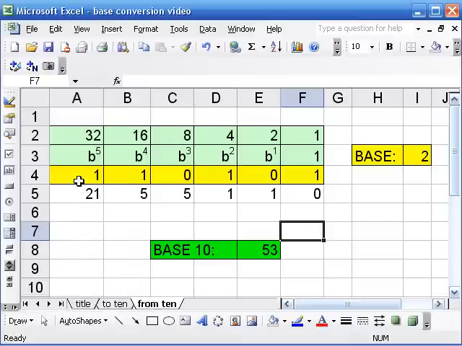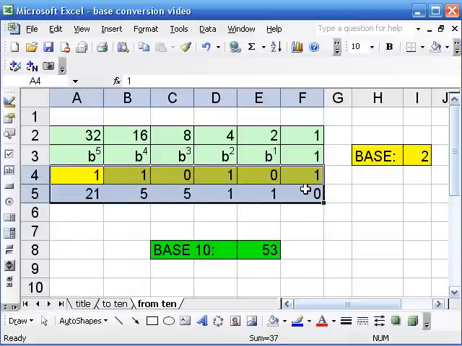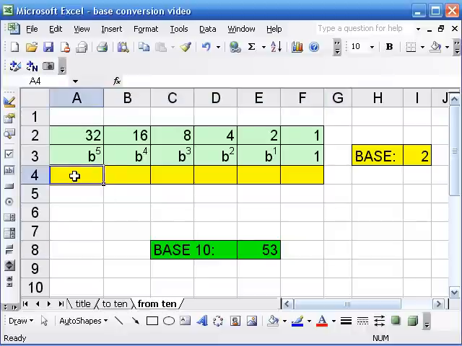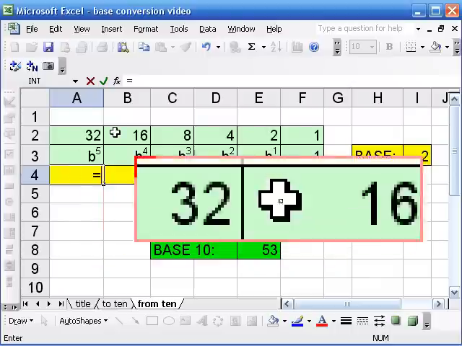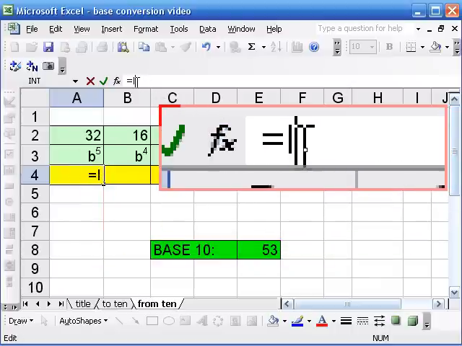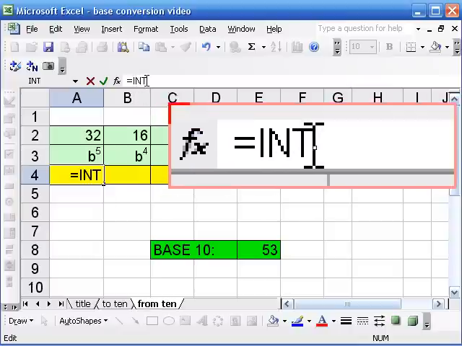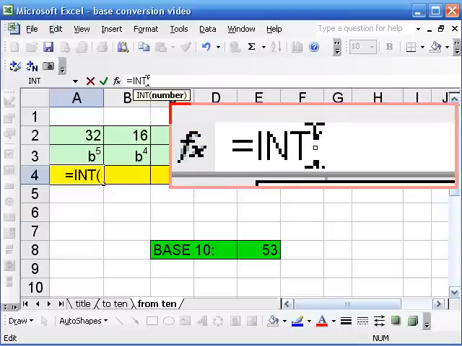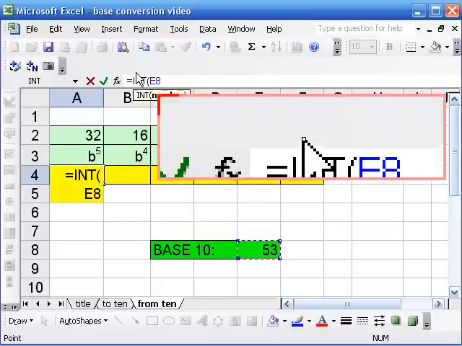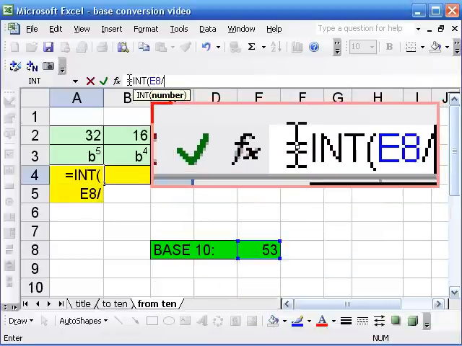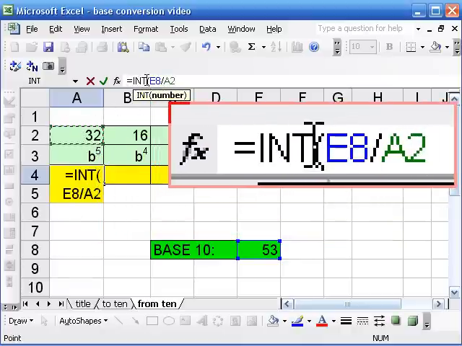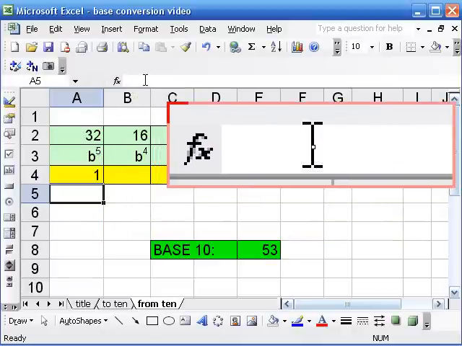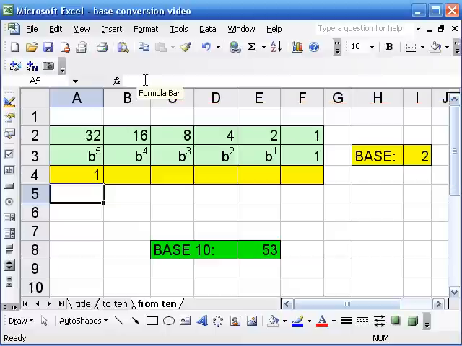Okay, so that was the long way. Now we're going to automate it. So what do we start with? Well, we want the quotient, so we're going to use this INT function, which divides and rounds down. We want the quotient of the base 10 number divided by that highest place there. Okay, and that is 1, like we want it to be.